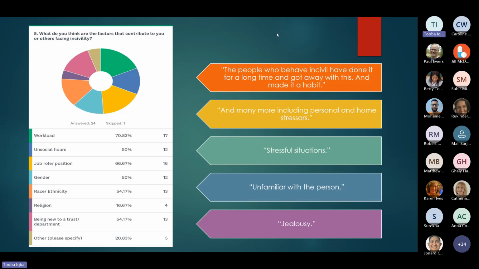Now, some interesting responses were, one in particular, one person said that basically when people get away with incivility and if it turns into a workplace culture, then it gets even more difficult to get on top of. And it basically shows us a vicious cycle that if we don't deal with it timely and it turns into a habit, then it will increase with time. Another important factor was personal stresses or stressful situations. So if someone is bringing stress from home, it will increase the risk of incivility within their workplace environment.